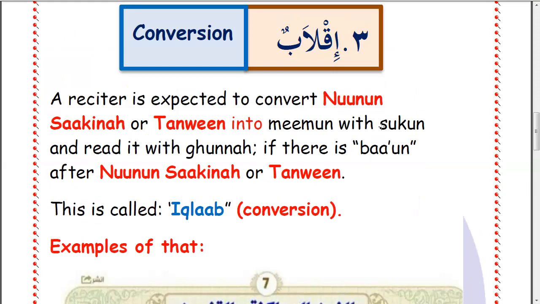So Iqlaab has only one letter, that is Ba. You know your letters of Izhar. Know your letters of Idgham bi Gunna, 4 letters. Know your letters of Idgham bi Ghair Gunna, 2 letters. And know your letter of Iqlaab, which is only 1 letter. You will find it very easy. Iqlaab has only 1 letter, Ba, out of the 28 letters that we have in Arabic.